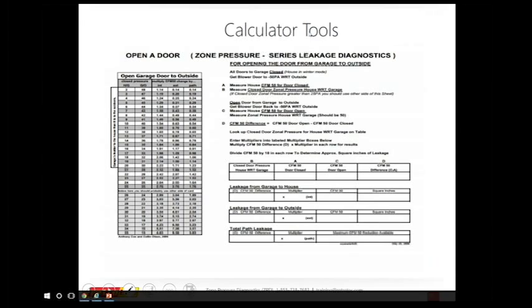And this is a chart that you can use. You can take some tests. There are two of these charts, one for opening the door from the garage to the outside and one for opening a door to the garage from the inside. You fill it out, and then you just sort of figure it out from there.